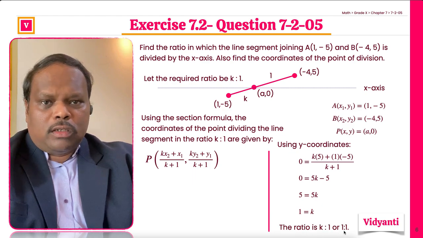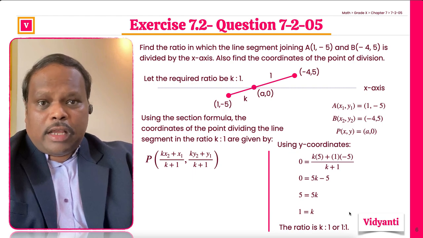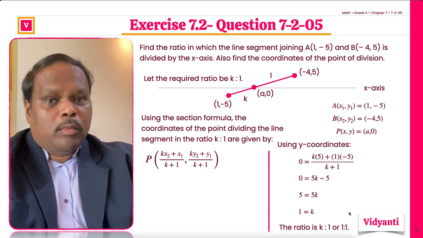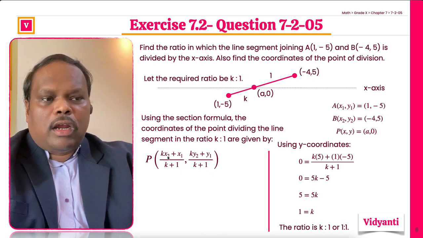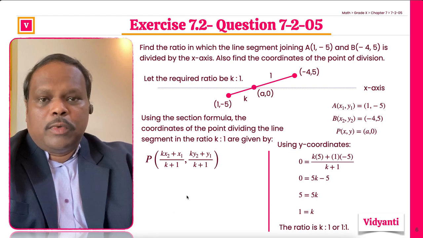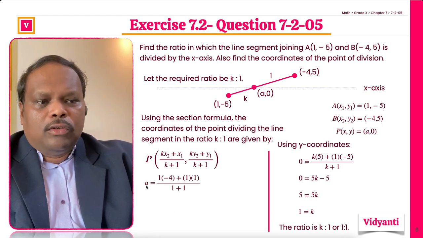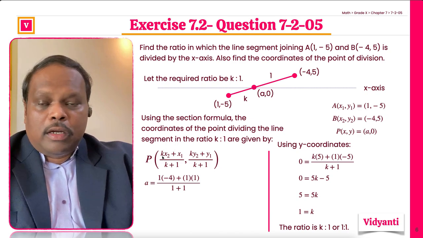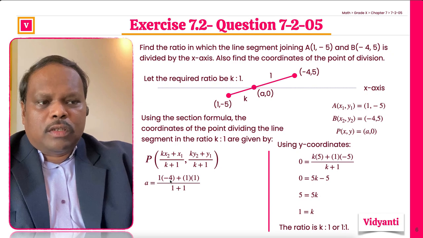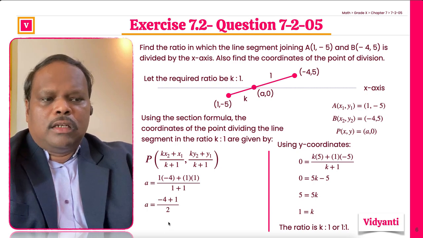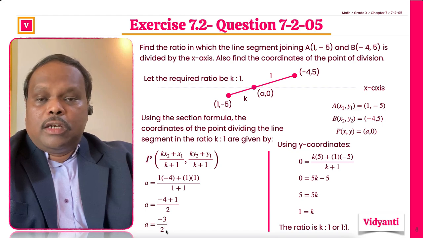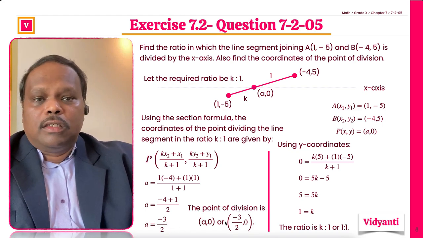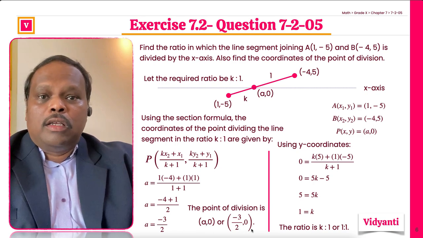The ratio is k is to 1. So that means this intermediate point divides the line segment in the ratio 1 is to 1. It must be a midpoint. Now we can use this k value and concentrate on the x-coordinate. So we'll use this space. Now the a value, which is the x-coordinate of the point, is given by, again, k times x2 plus 1 times x1, and then divided by k plus 1. If you simplify that, negative 4 times 1 plus 1 divided by 2, which will be negative 3 by 2. So that means the point of division is simply a comma 0, or negative 3 by 2 comma 0. That's your final answer.